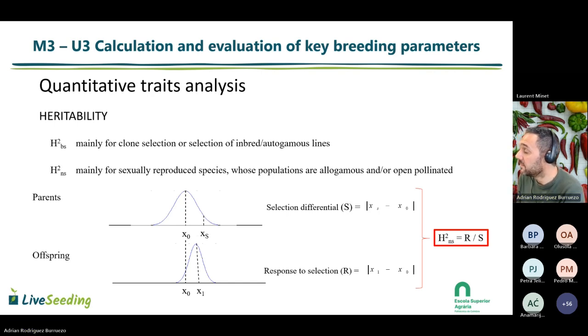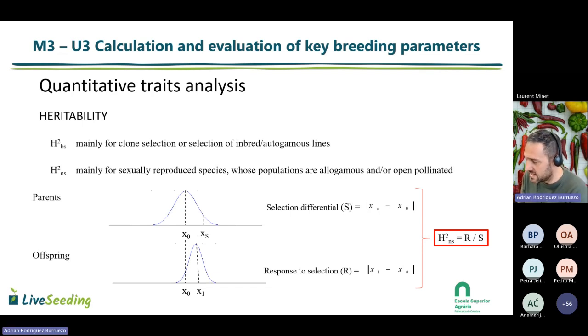Then the heritability in the narrow sense can be estimated as simply the ratio of the response to selection against the selection differential. It's very simple. I put a selection effort in the previous generation, which is the selection differential, and what have I gained with the selection? What has been the response to selection in my offspring? This ratio is a very simple way to understand to what extent the trait is inherited.